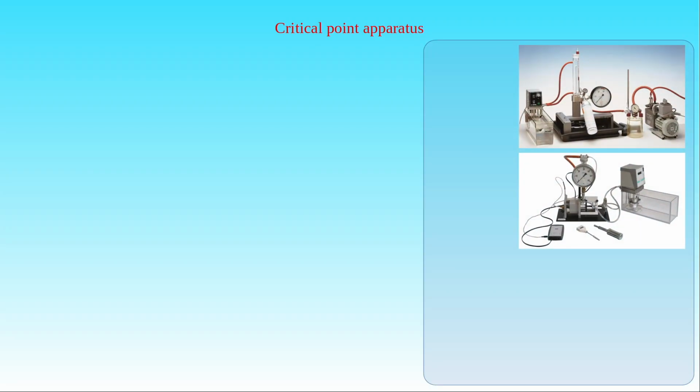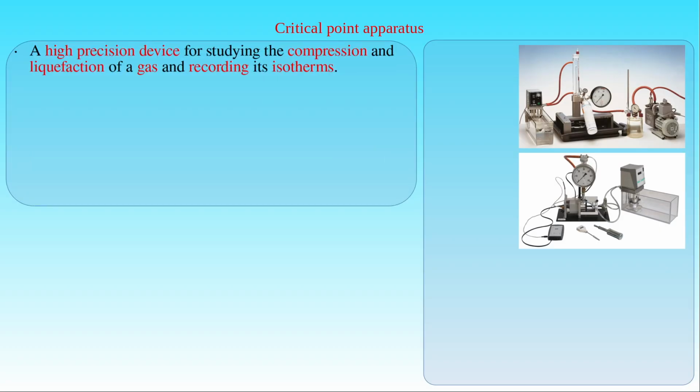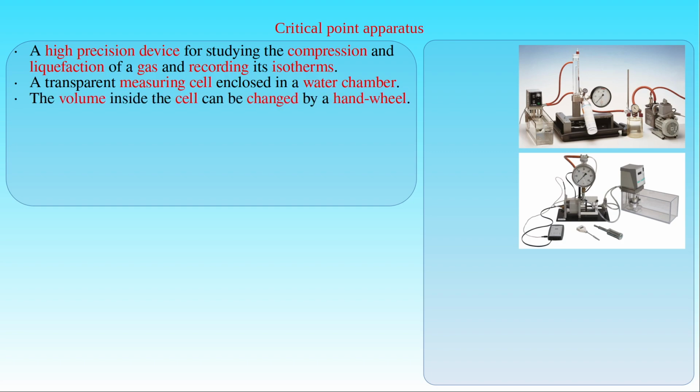Now we look at how to determine the critical point of any substance, that is, to measure its critical constants. Such a measurement is performed by using a so-called critical point apparatus shown in the photos with two different implementations. It is a high-precision device for studying the compression and liquefaction of a gas and recording its isotherms in the pressure versus volume diagram. The apparatus includes a transparent measuring cell which is highly resistant to leakage and compression, enclosed in a transparent water chamber serving as a part of a thermostat. The volume inside the cell can be changed via a finely adjustable handwheel for both types of devices.